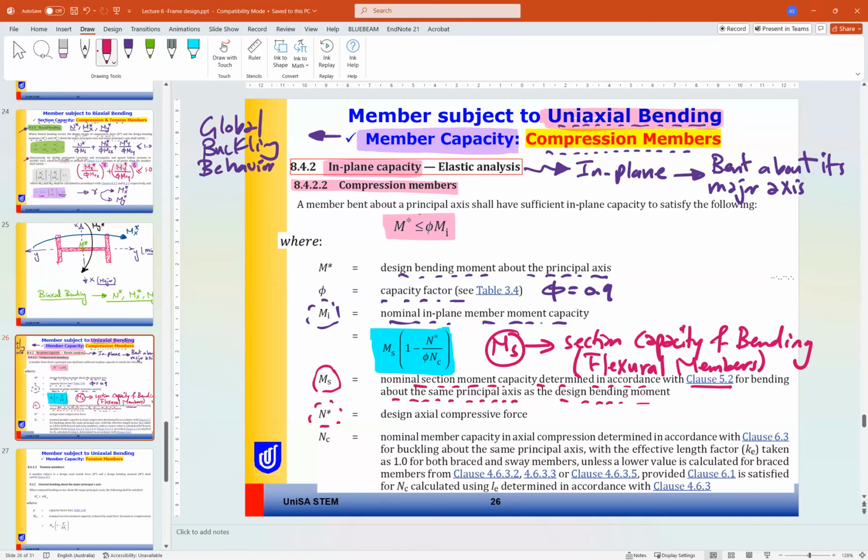Okay, N* is the design axial compressive force. Nc is the nominal member capacity in axial compression determined according to clause 6.3. So Nc is the member capacity in axial compression as a column under compression. So it is like a mix of the section capacity for moment and the member capacity for compression.